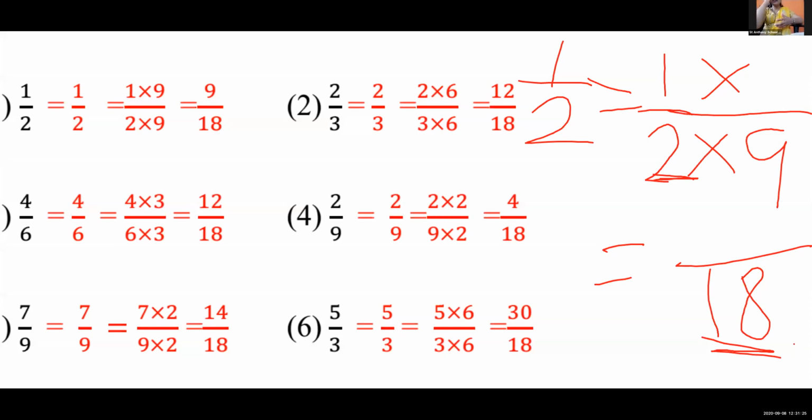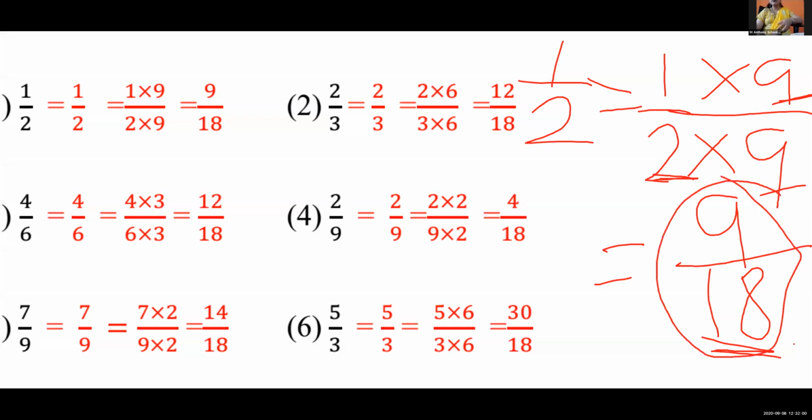2 nines are 18. Now see, student, if you are multiplying by 9 in the denominator, that same number you are going to use in the numerator also. So 1 into 9 will come in the numerator. ठीक है, तो यहाँ पे भी हम लोग ने 9 से ही मल्टीप्लाई किया है. सो 1 9s are 9. So the equivalent fraction of 1/2 is 9/18. 1/2 का इक्विवेलेंट फ्रैक्शन क्या है? 9/18. Okay, understood?